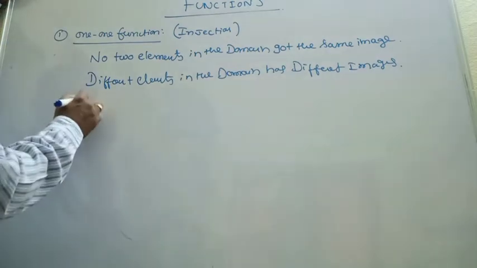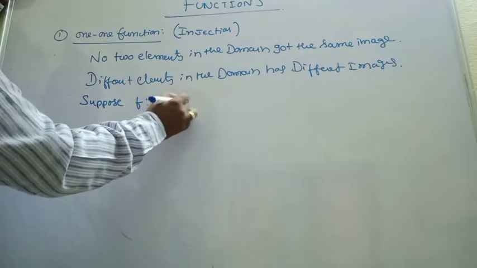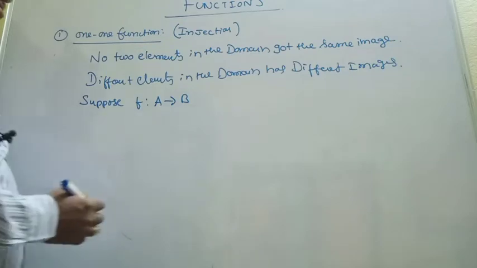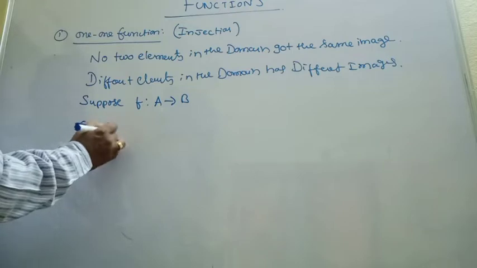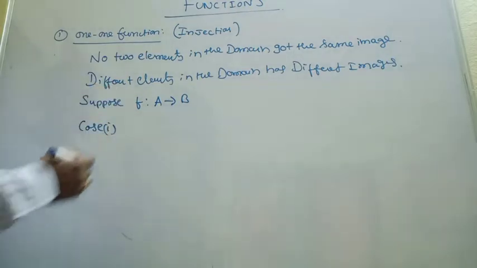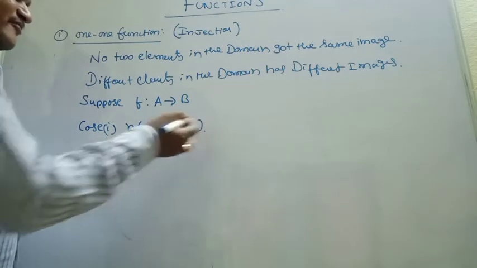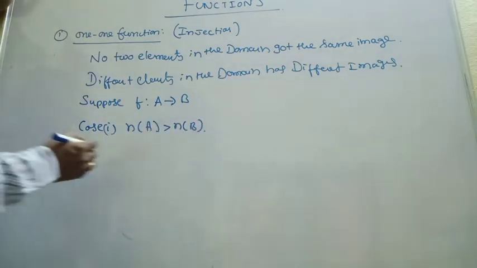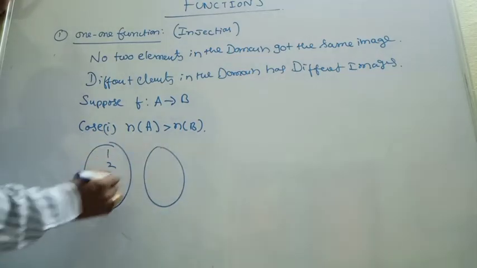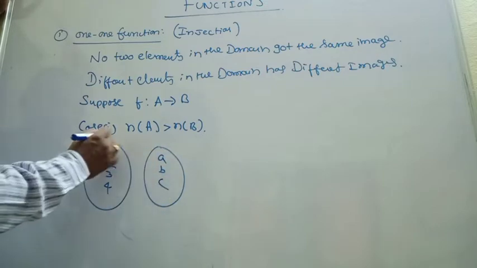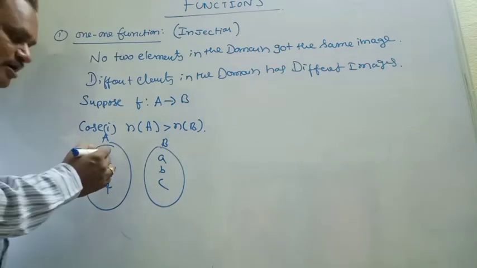Now suppose f is a function from A to B. We have three cases here. Suppose n(A) is greater than n(B). Then how many one-one functions are there? Just by an example I am going to tell you. 1, 2, 3, 4: this set A has 4 elements, and set B has 3 elements. The number of one-one functions is going to be how many here?